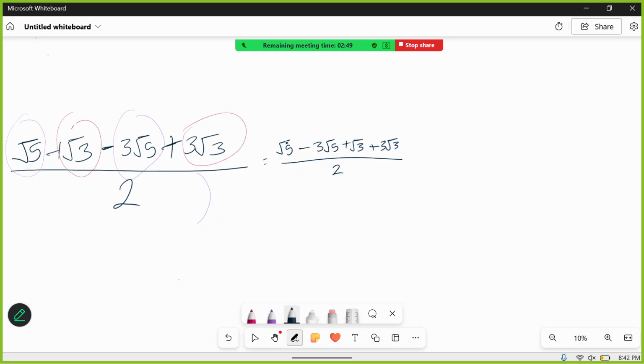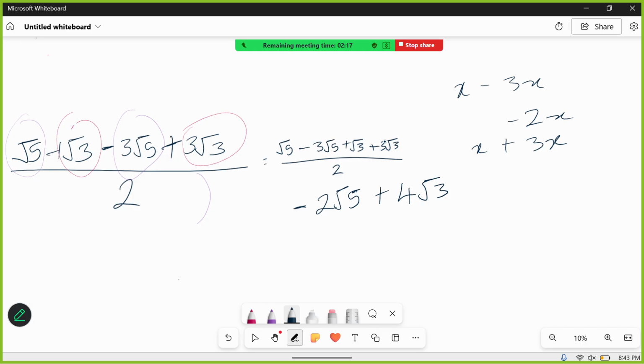The next thing is, let's work on this. This root 5, you can regard it as x. You know, when you have x minus 3x, it will give you minus 2x, right? So root 5 minus 3 root 5 will give us what? Minus 2 root 5. And when you also have this root 3, just consider it as also x. X plus 3x will give us what? 4x. So this one will give us 4 root 3.